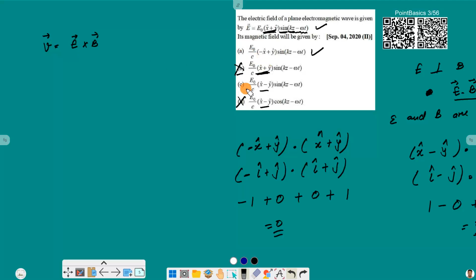So let us find out. Let's first solve for the C option, that if we take E cross B, now E is I plus J, so I plus J, and if we take cross product with option C, that is I minus J, it will be I cross I, that will be 0, plus J cross I, that will give us minus of K. Now with negative sign, minus J cross I, or we can say basically J cross I.